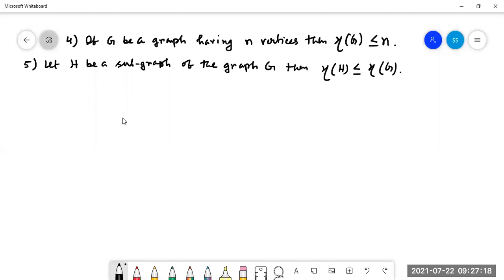In the previous theorem, we have said that chi G is less than or equal to n, and chi of H, having at most n vertices, is also less than or equal to n. So from here we can conclude that chi H is less than or equal to chi G. Is it clear? Chi H less than or equal to chi G. Is this clear to everybody?